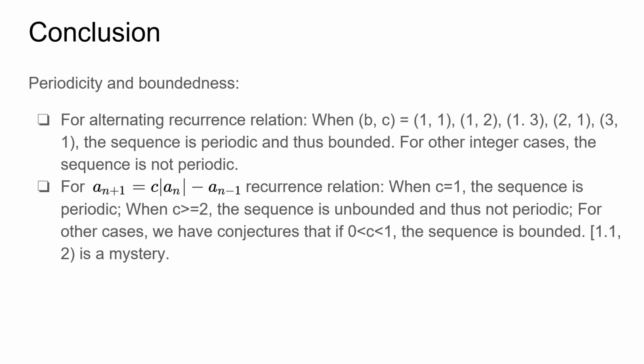Ultimately, I want to make an overall conclusion about the periodicity and boundedness for the following two recurrence relation forms. For the alternating recurrence relation, when the pair of values b, c equals the following values, the sequence is periodic and thus bounded. For other integral cases, the sequence is not periodic. For the absolute function recurrence relation, when C equals 1, the sequence is periodic. When C is larger than or equal to 2, the sequence is unbounded and thus not periodic. For other cases, we have conjectures for C between 0 and 1, and the interval 1.1 to 2 is a mystery.